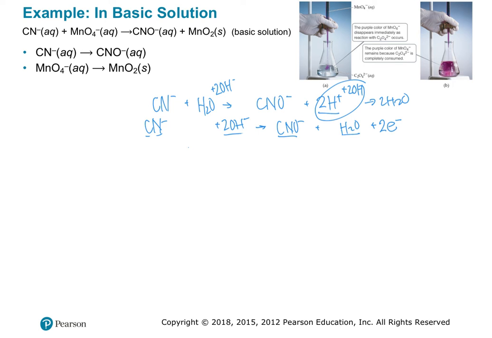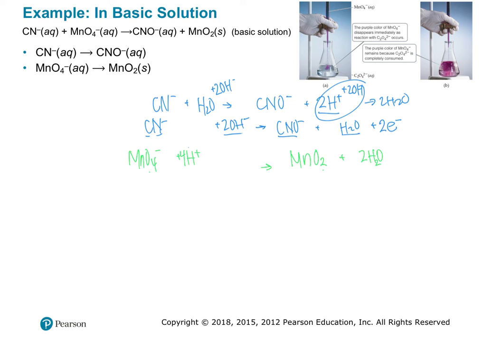So now we're going to work with our permanganate reaction. So I have permanganate goes to manganese 4 oxide. So my manganese are balanced, but I have 2 oxygens on my product side, 4 on my reactant side. So I'm going to add 2 waters over here on the products to balance that out. Now I have too many hydrogens. I have 4 hydrogens, so I'm going to add 4 hydrogens on my product side.